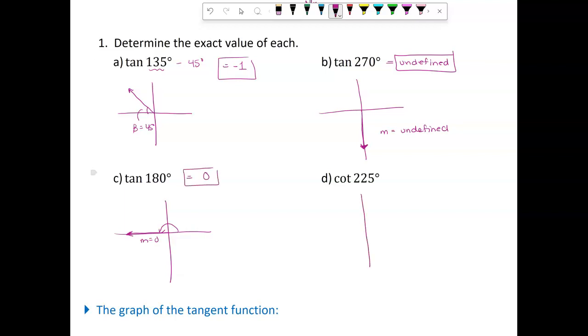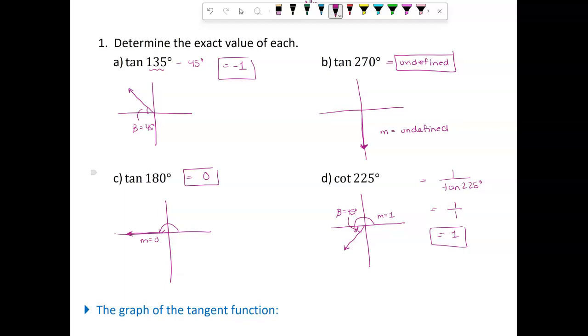Whereas for cotangent of 225, where is 225? That's down here. Again, here's our slope. The relative acute angle here is 45 degrees, and so the slope of 45 degrees, a straight diagonal, would be 1. But remember, cotangent is really 1 over the tan of 225 degrees. So that's really 1 over 1, because that's our slope, which is still 1. So the cotangent of 225 is still 1.